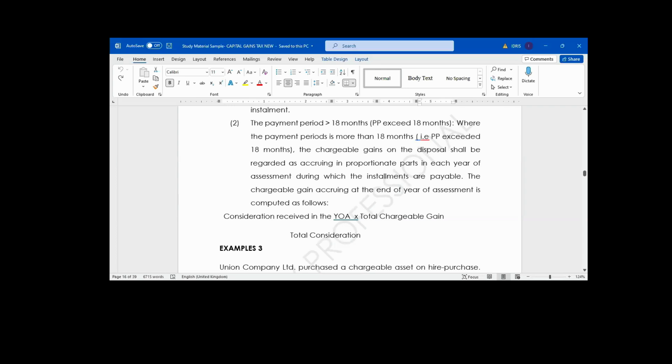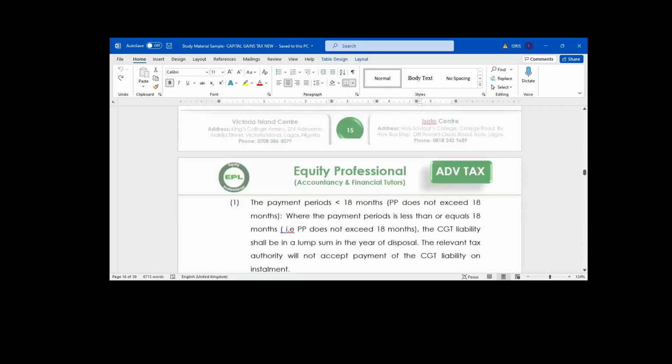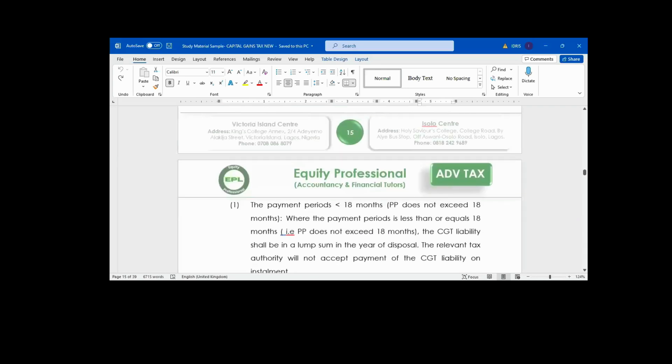Do you understand me? If the installment is less than 18 months, you are going to pay the capital gain tax once. But if it's more than 18 months, you pay the capital gain tax on installment as the buyer of the asset is paying the installment. That is what capital gain tax law says. Do you understand? Yes, sir.